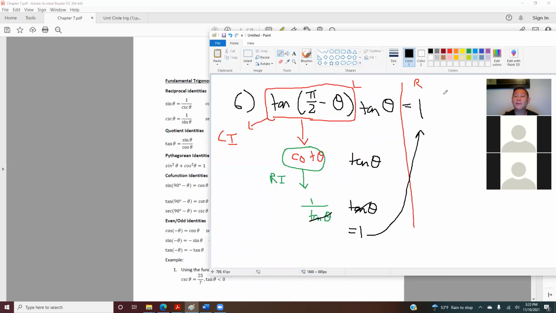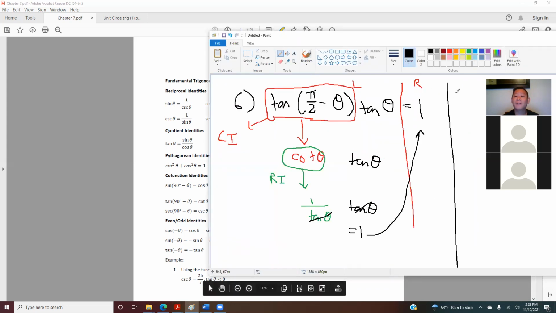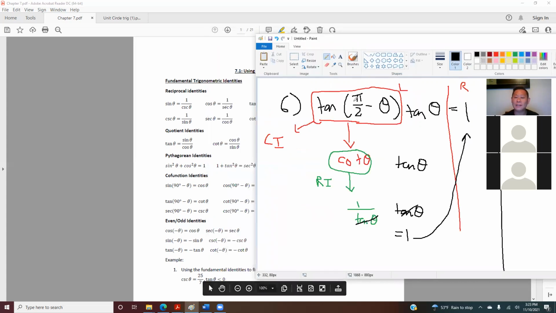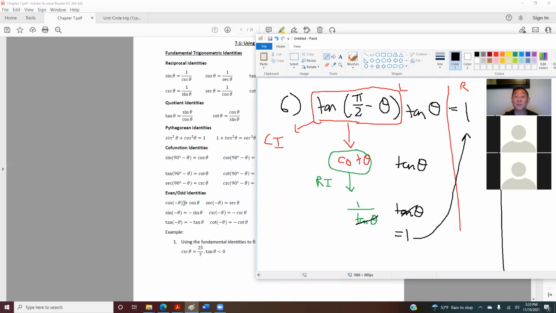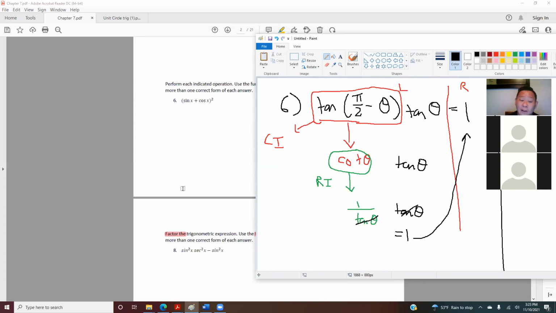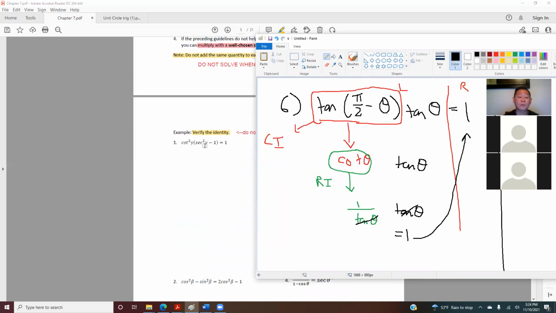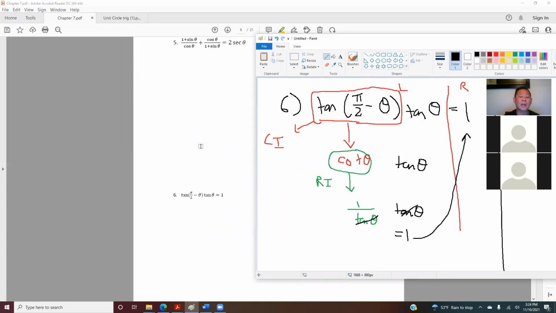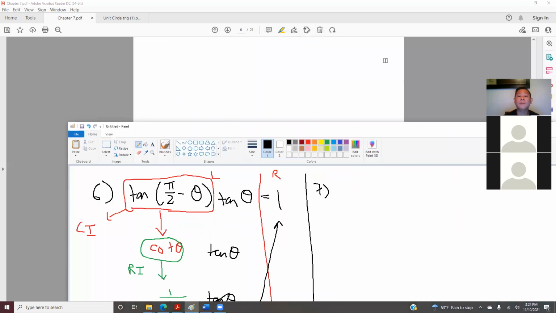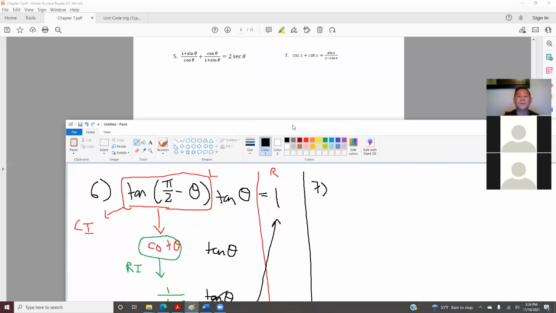You guys all right here? Do one more. So class, when you see this, it is a big hint that we are going to use the cofunction identity. I know we don't use cofunction a lot, but once you see this, it's very obvious they are using the cofunction identity. And let's do the last one, number 7. Ooh, this is fun.